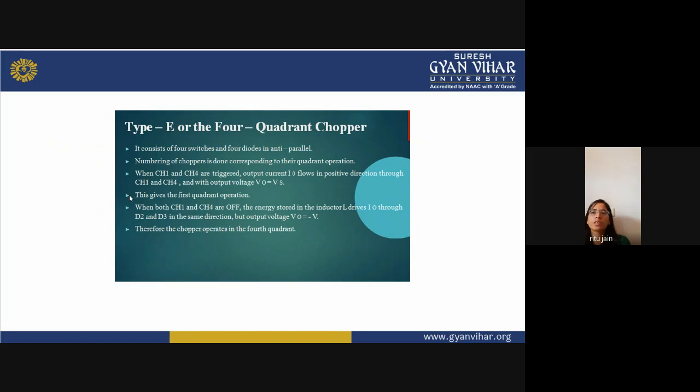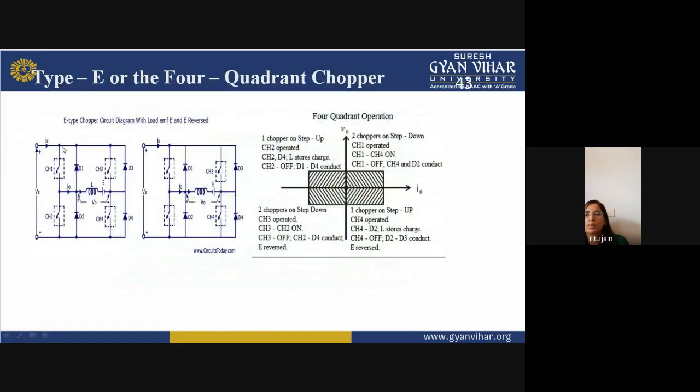When CH1 and CH4 are triggered, output current I naught flows in the positive direction through CH1 and CH4, and you will get the output voltage which is equal to your input voltage. So you can see that when CH1 and CH4 are simultaneously triggered, you are getting the output voltage. When CH1 and CH4 are on, the current direction will be positive, as well as you are getting positive output voltage. Now, this is your step down chopper. It will behave like a step down chopper.